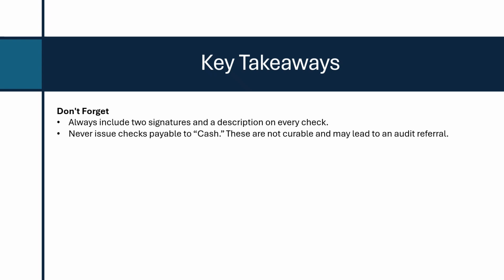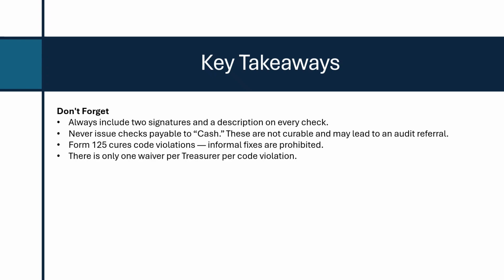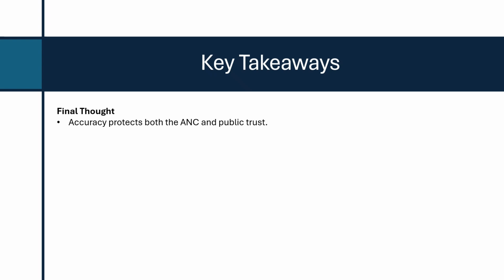Here are some key takeaways. Don't forget, always include 2 signatures and a description on every check. Never issue checks payable to cash. These are not curable and may lead to an audit referral. Form 125 cures code violations. Informal fixes are prohibited. There is only one waiver per treasurer per code violation. A final thought. Accuracy protects both the ANC and public trust.